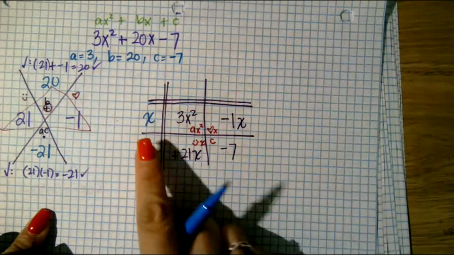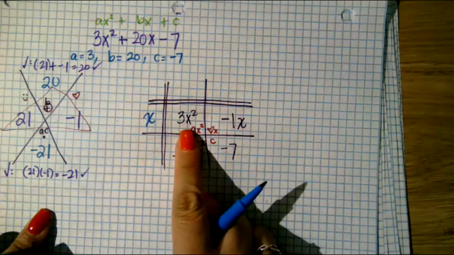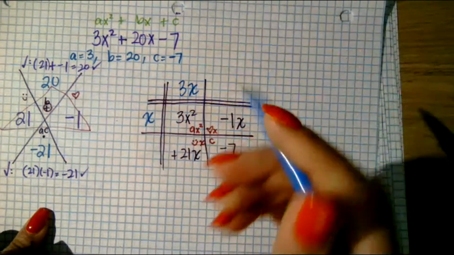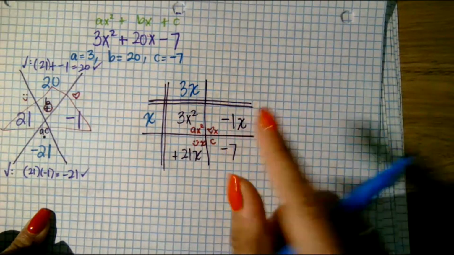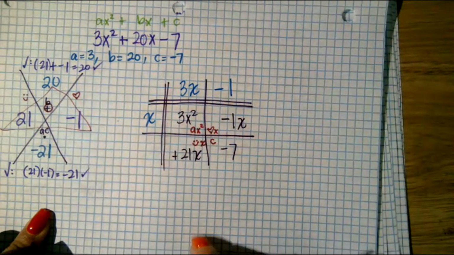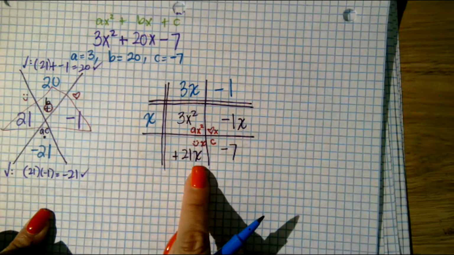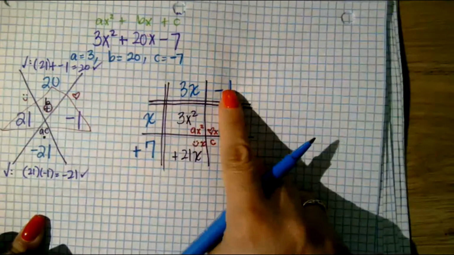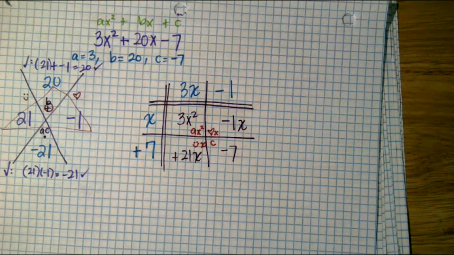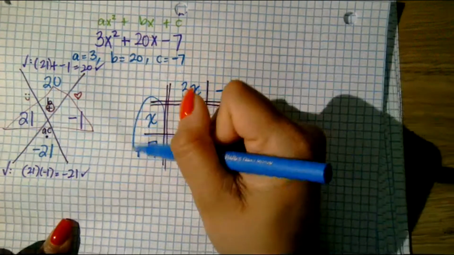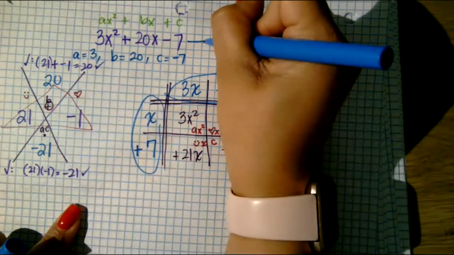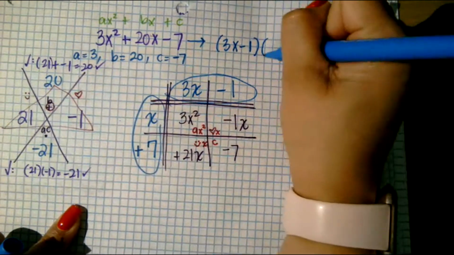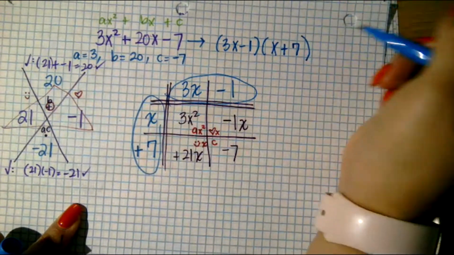Cool. So now I go, x times what gives me 3x squared? And if you say 3x, you are correct. Awesome. X times what gives me negative 1x? Negative 1. Awesome. And then 3x times what gives me positive 21x? And that's going to be a positive 7. And then 7 times negative 1, does it give me negative 7? Yes. So voila, I just found my factors, which means from standard form to factored form, my factors are 3x minus 1 and x plus 7.